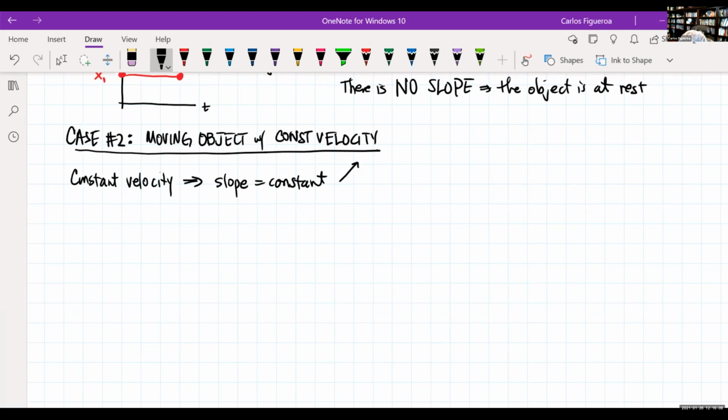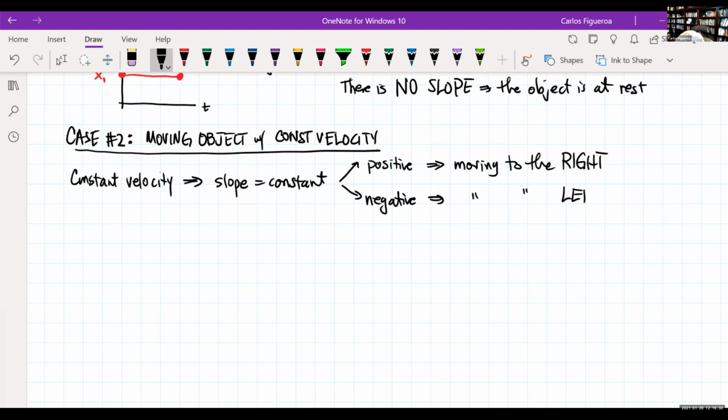I could have a positive slope, and if it's positive, that means it's moving to the right. However, if it's negative, that implies that it's moving to the left. So when I look at that graph, it's telling me that. So let's go plot this thing here. What you're seeing here is that it looks something like this.